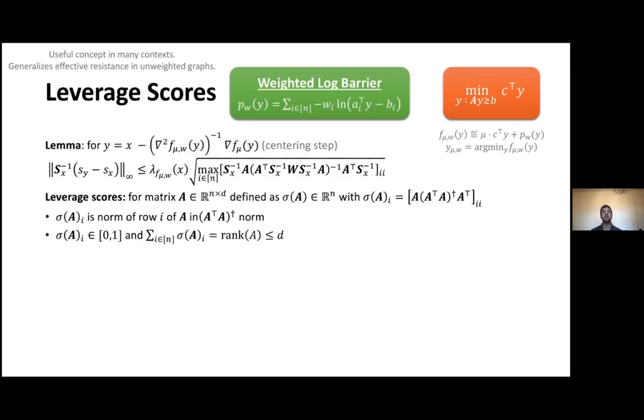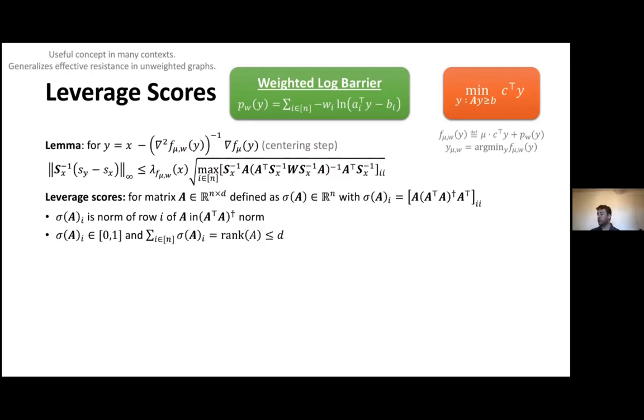Sorry, Daniel, you had a question? I just wanted to add another interpretation: if you look at the image of A as a subspace, then the ith leverage score is how big the ith component can be in any unit vector in the subspace, squared. Yeah, it's another way of interpreting it.